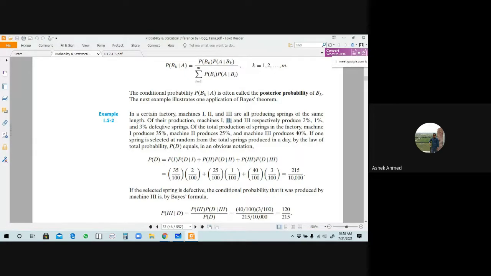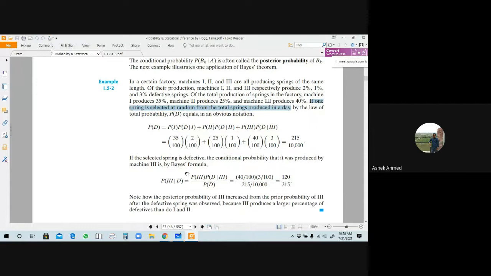Okay, you have it. এরপর যেহেতু আমাদের কোশ্চেন হচ্ছে, if one spring is selected at random from the total springs produced in a day, if the selected spring is defective, from here find out the conditional probability that it was produced by machine 3. Can you say? How can we find out this result? Tell me.